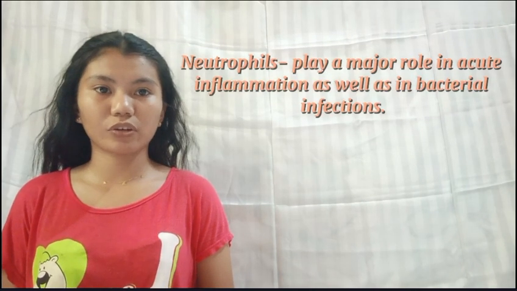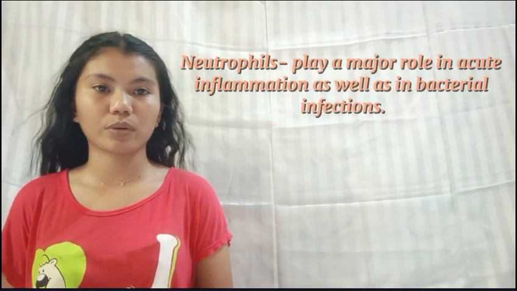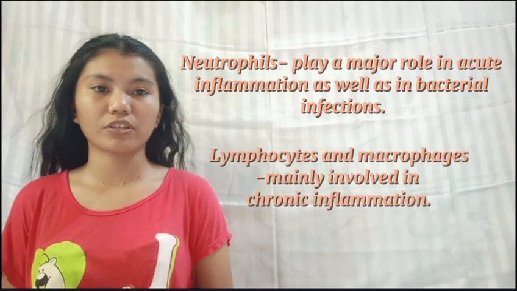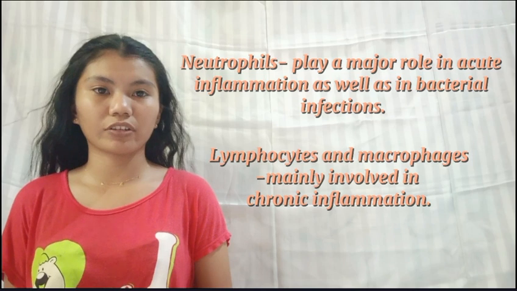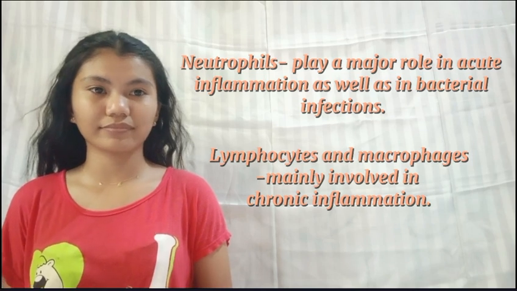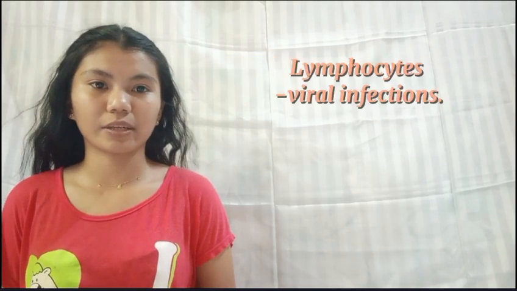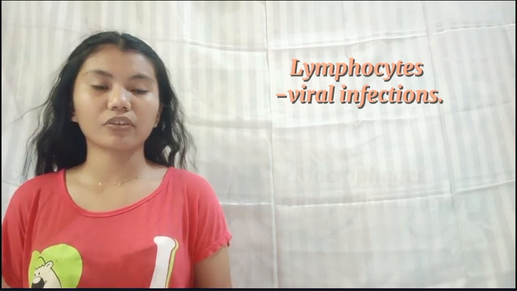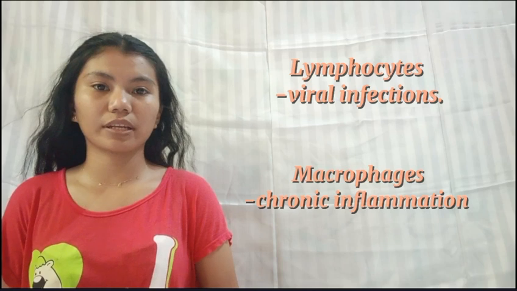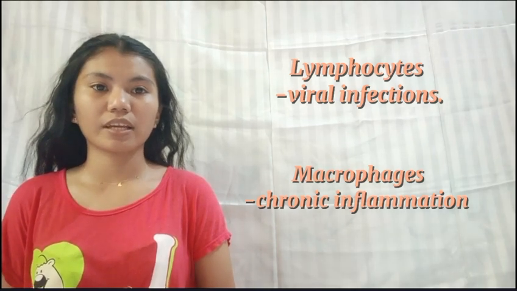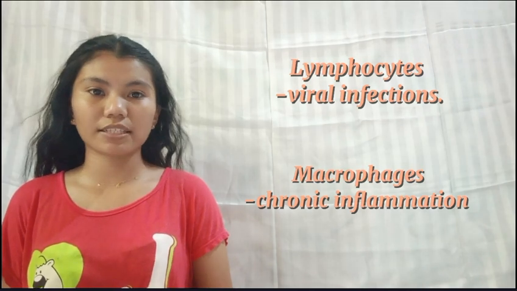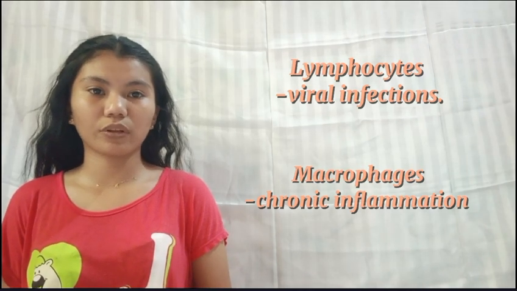Neutrophils play a major role in acute inflammation as well as in bacterial infections. Lymphocytes and macrophages are mainly involved in chronic inflammation. The lymphocytes are the predominant inflammatory cells in viral infections, and macrophages are also predominant in chronic inflammation. In addition, cells that belong to the mononuclear phagocyte system play a crucial role as antigen-presenting cells.